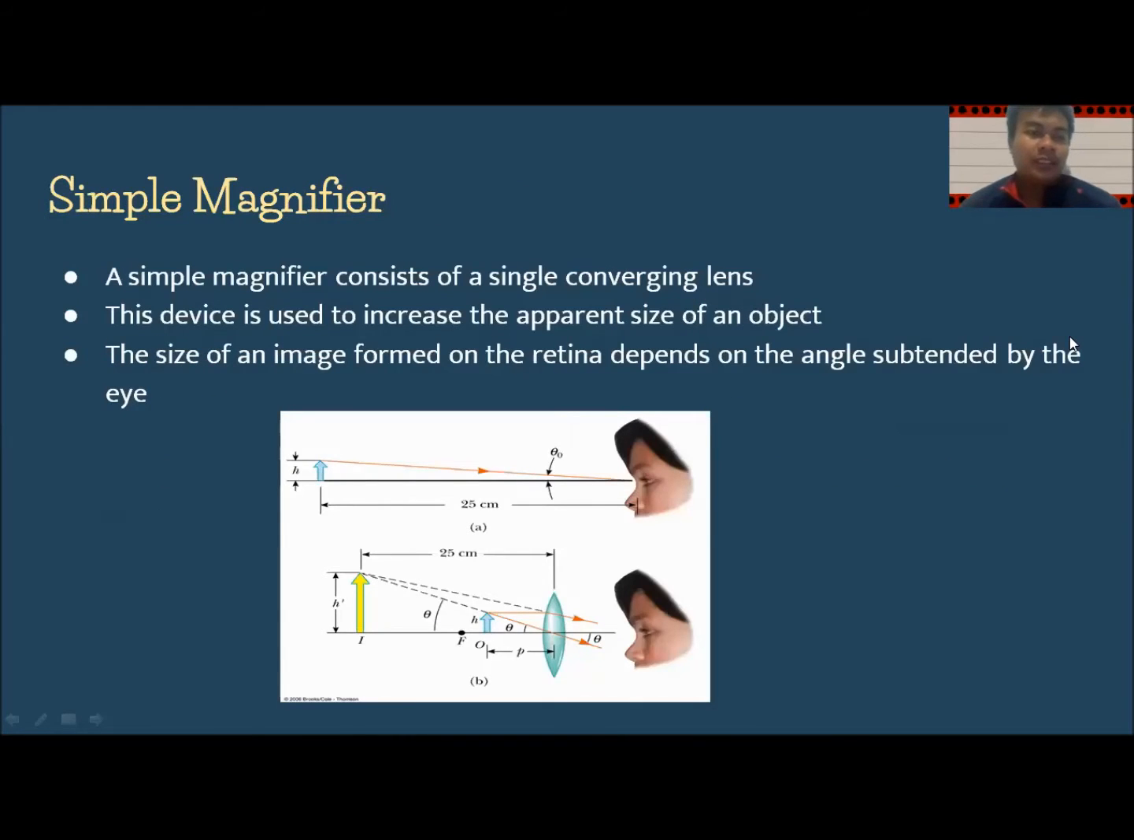Next, we talk about the simple magnifier. First, a simple magnifier consists of a single converging lens. Second, this device is used to increase the apparent size of an object. Third, the size of an image formed on the retina depends on the angle subtended by the eye. As you can see in this picture, that is the simple magnifier.